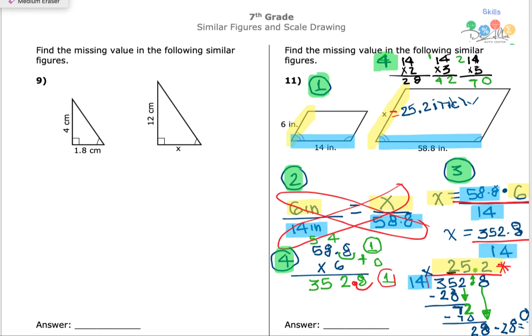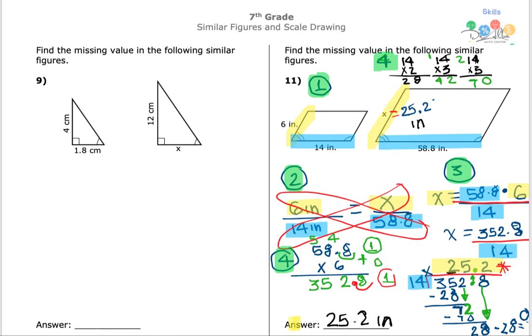My pen didn't want to work very well, guys. There. I'm trying to write IN. A little bit better. Awesome. Okay, so our answer here should be 25.2 inches.